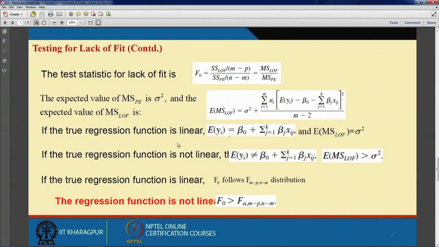If the true regression function is linear, then the expected value of y_i becomes beta 0 plus this, this quantity becomes 0, and as I told you, the expected value of MS lack of fit becomes sigma square. If the true regression function is not linear, this quantity does not become 0 because the expected value of y_i is not this; it becomes positive, and the expected lack of fit is more than sigma square. In the first case, with a linear true regression line, F0 follows the F distribution with m minus p and n minus m degrees of freedom. If the regression function is not linear, the computed F0 will be greater than the theoretical F value.